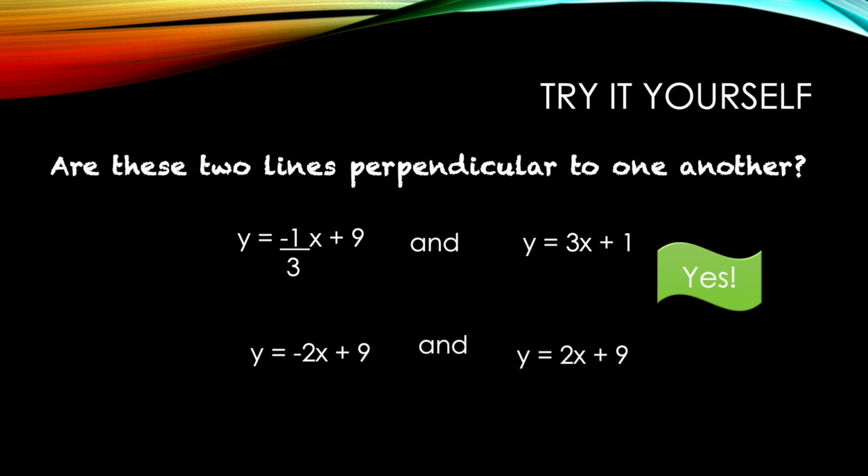In this example, you have y equals negative 2x plus 9 and y equals 2x plus 9. Now, although their signs are different, the slopes are not negative reciprocals of one another, so then they are not perpendicular to each other. They're also not parallel to each other because they have to have the same number and sign in front of that number.